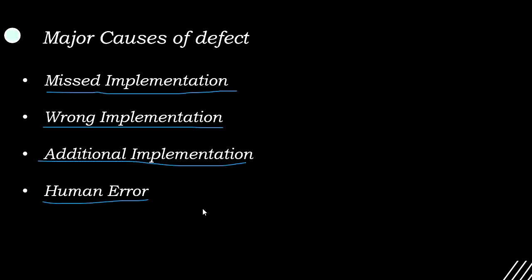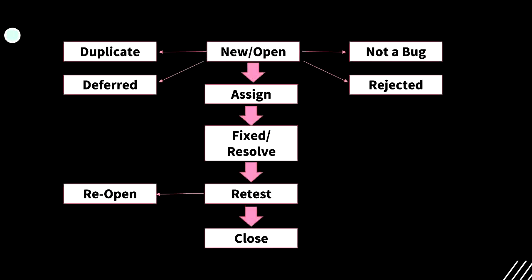We will see this in part of the defect life cycle then. So that is the major causes of defects. Let's see what are the different stages a defect undergoes. First, when we find the defect, that leads to the status called new, or else it can be an open status too.